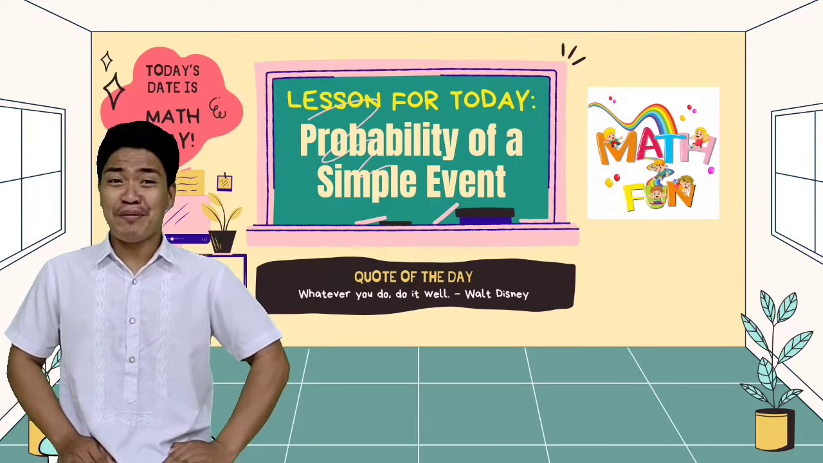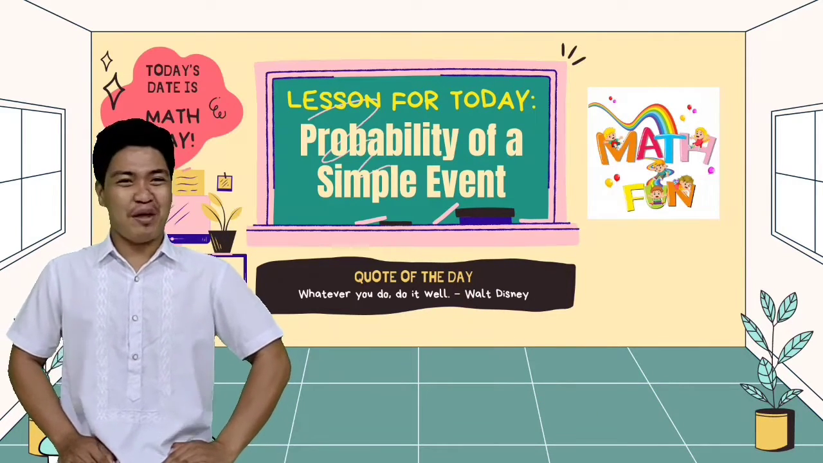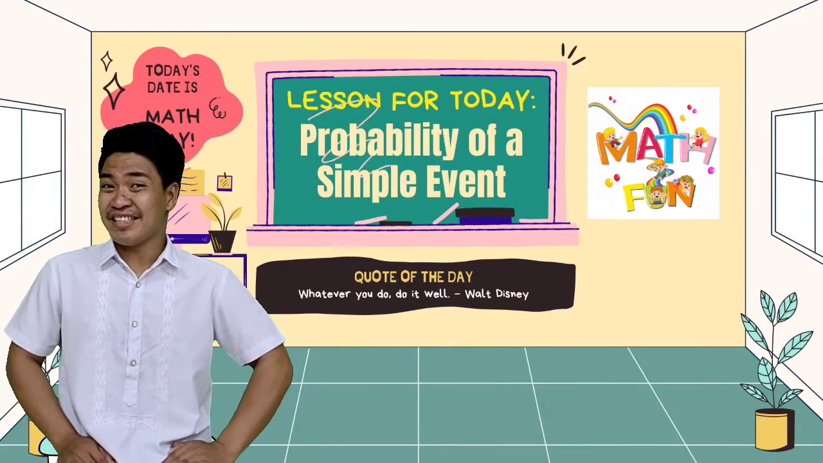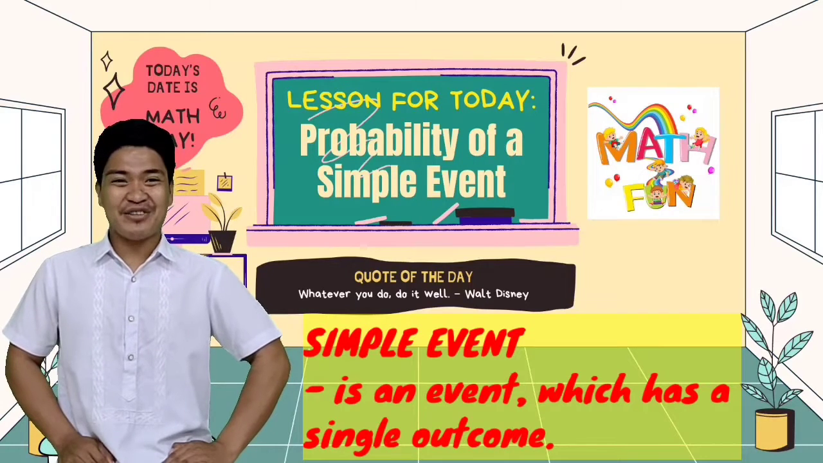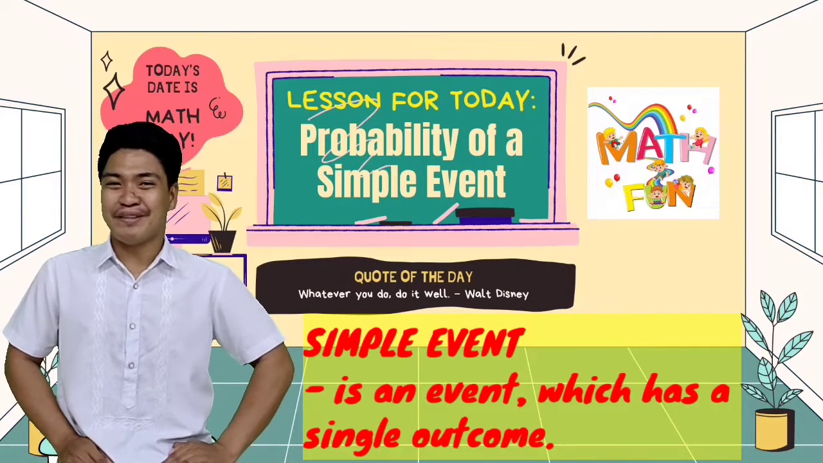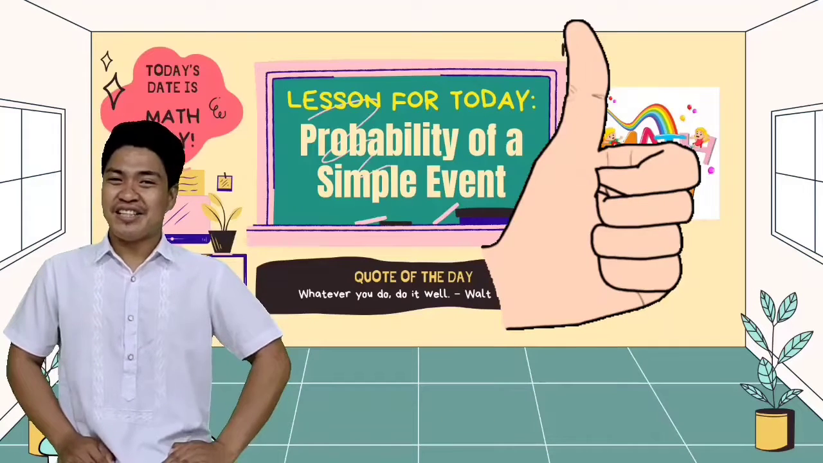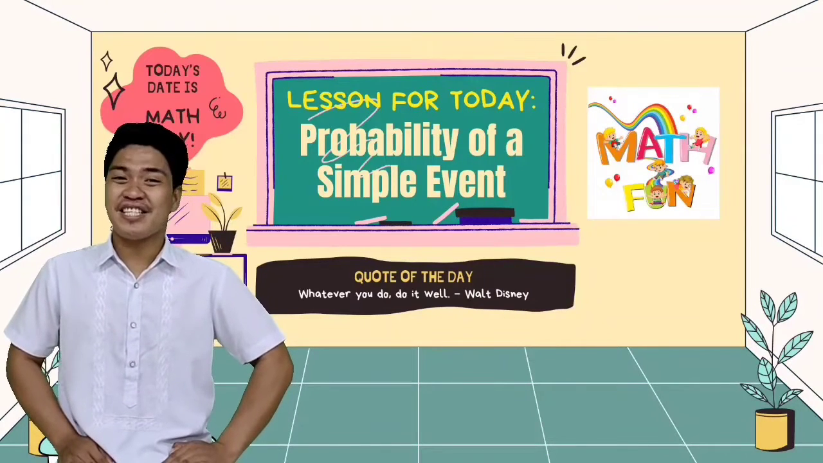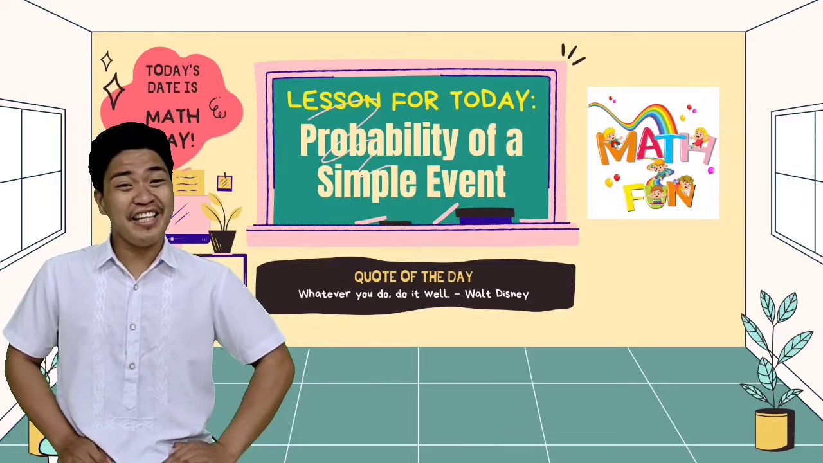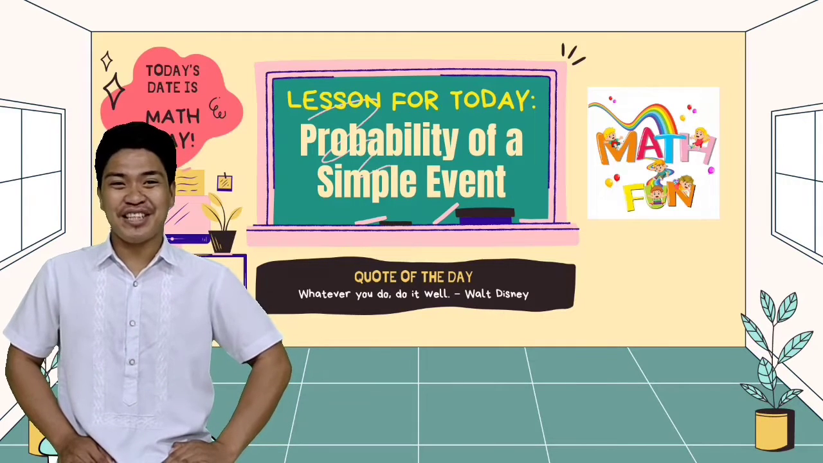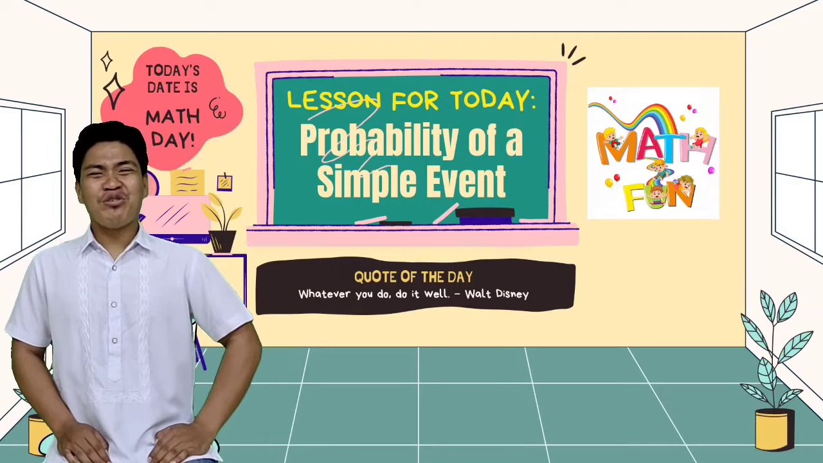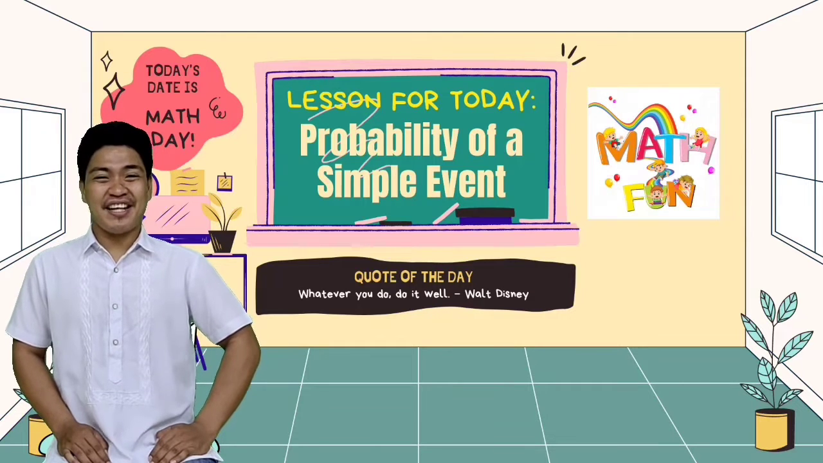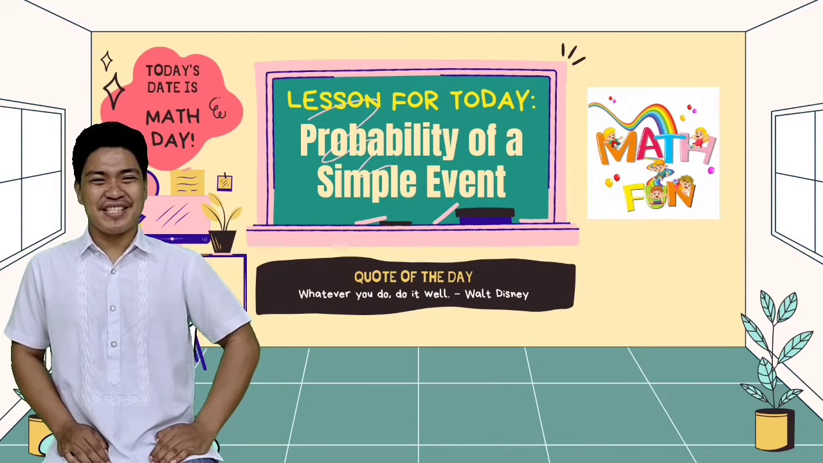Since we're talking about the probability of a simple event, we have to emphasize simple event. Simple event is an event which has a single outcome. For example, in tossing a coin, the event of landing on a head is a simple event. Why? Because it has only single outcome, and that is a head. We have already defined the probability of a simple event. This time, let's have some examples.